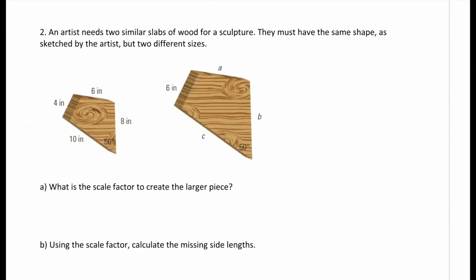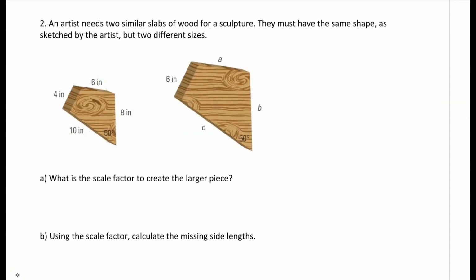Now moving over to the next page, we have an artist who needs 2 similar slabs of wood for a sculpture. They must have the same shape as sketched by the artist, but 2 different sizes. So what we're going to look at here is changing these measurements so that they match up with the measurements that correspond with those sides. Now, they give us one measurement here, the 6 inches, and it matches up with this one here.